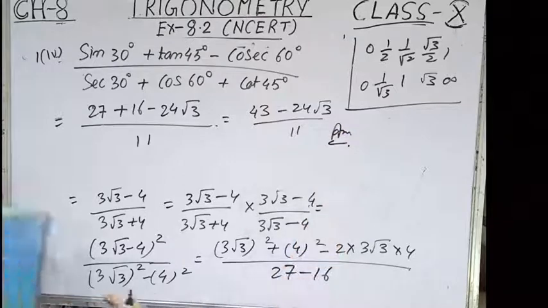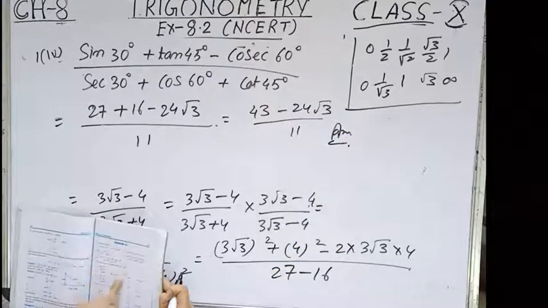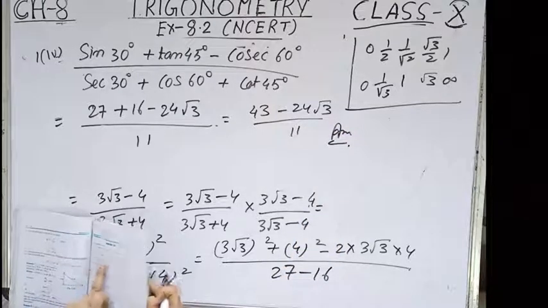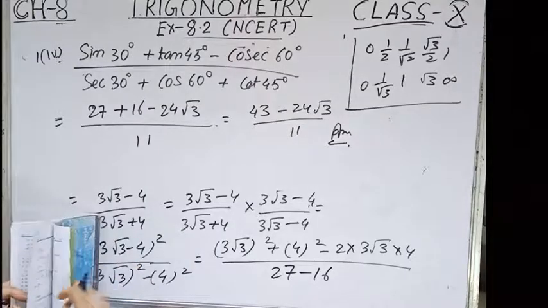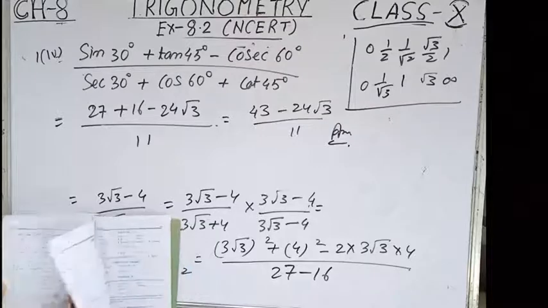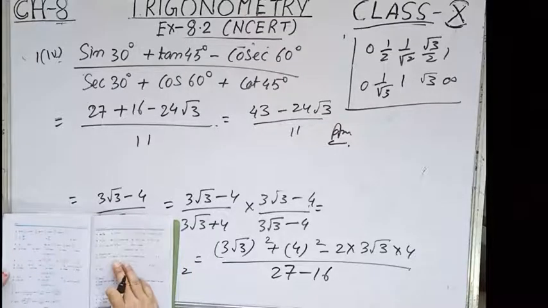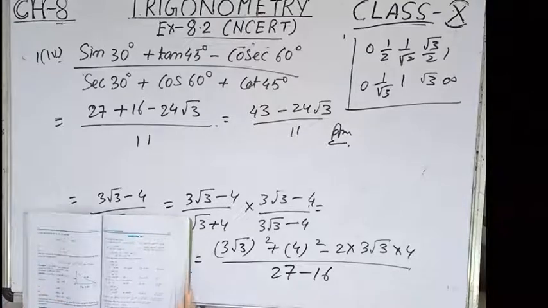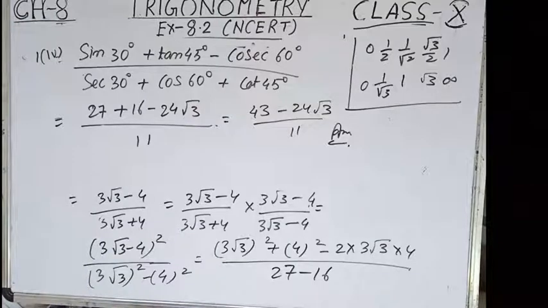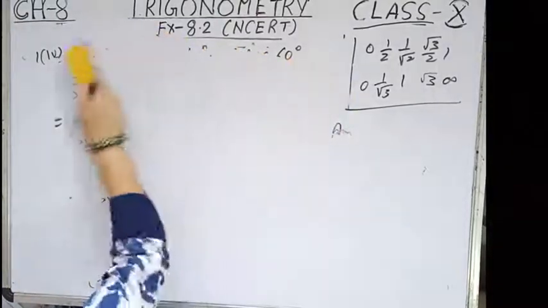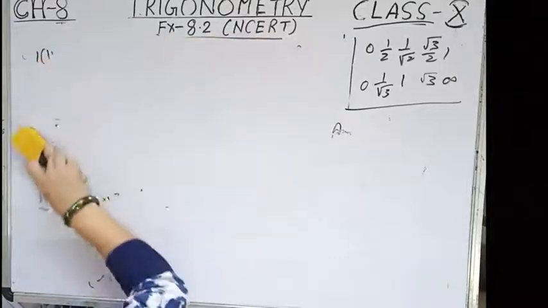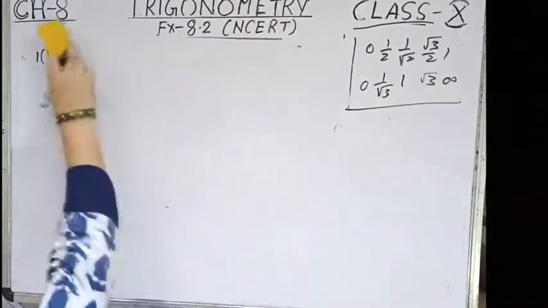For this also let us once refer 8.21 number 4. 43 minus 24 root 3 by 11. Yes, it is correct. So let us move to subpart number 5 now.